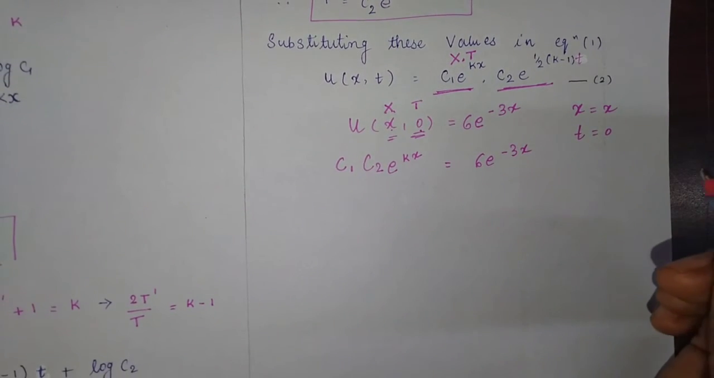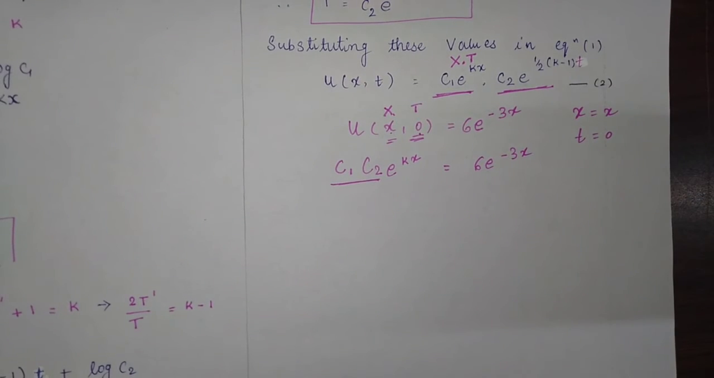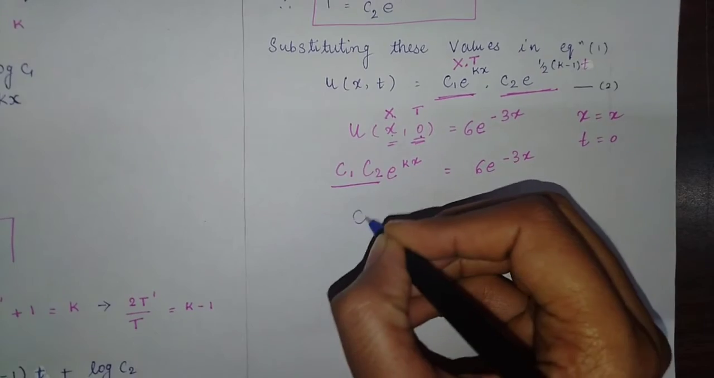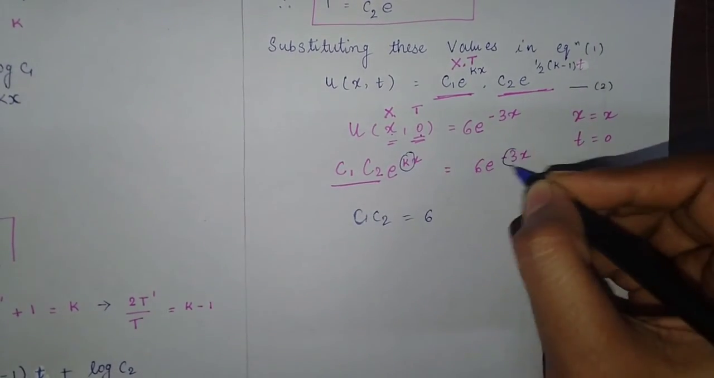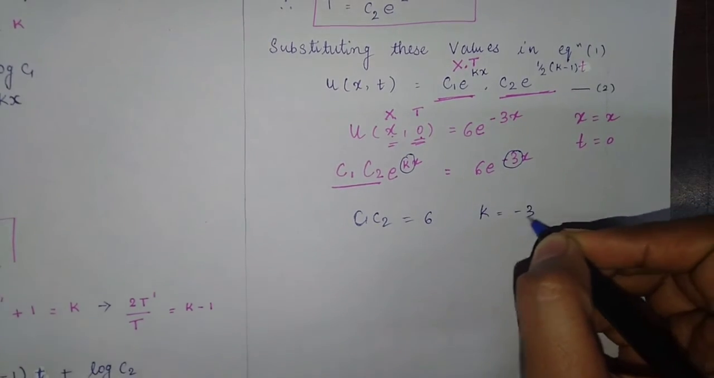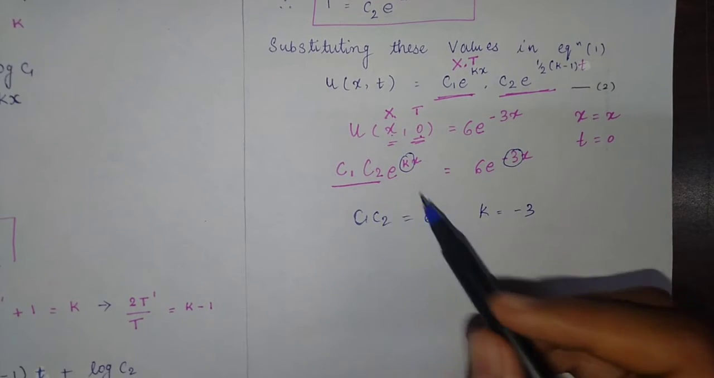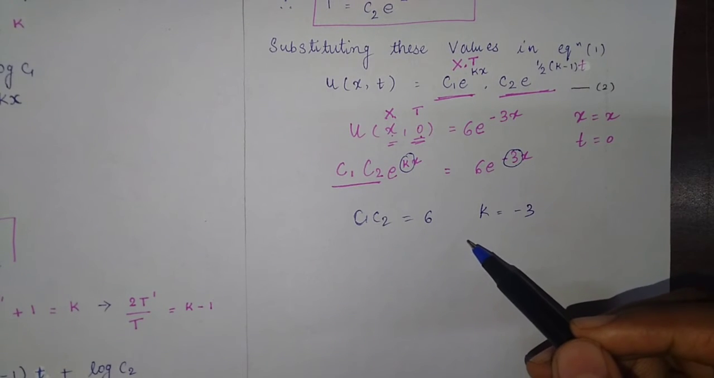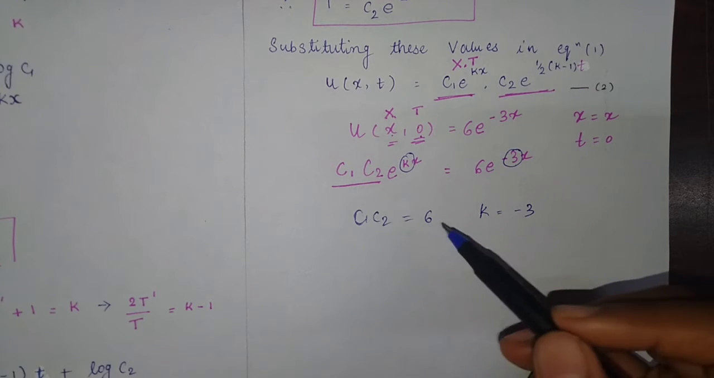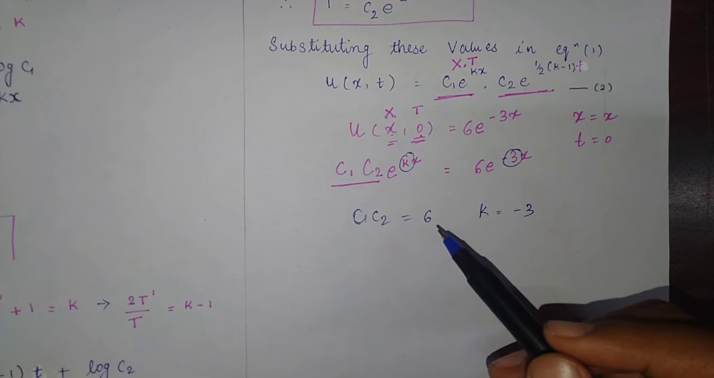Now we have got the values. We got c1 c2 is equal to 6, and what is the value of k? That is minus 3. So from this equation we got the values of c1 c2 and k. That is k equal to minus 3 and c1 c2 is 6. Now those terms we will put in equation 1.